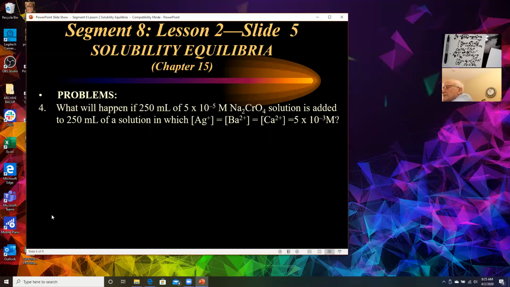So there is the solubility. Now let's look to see what happens if we mix these solutions together. One of them is going to contain 250 milliliters of 5 times 10 negative fifth molar sodium chromate, and we're going to add chromate from this source to a 250 milliliter solution in which the silver ion, barium ion, and calcium ion are all the same, 5 times 10 negative 3. And we're going to see, do we get a precipitate? And if we do, what is it?